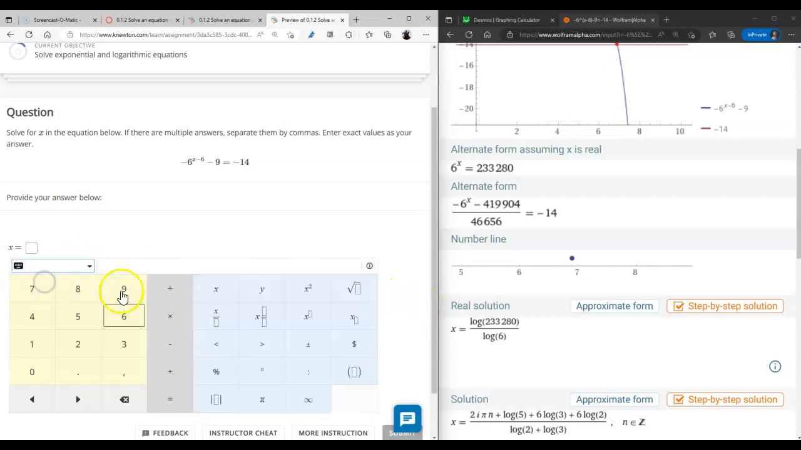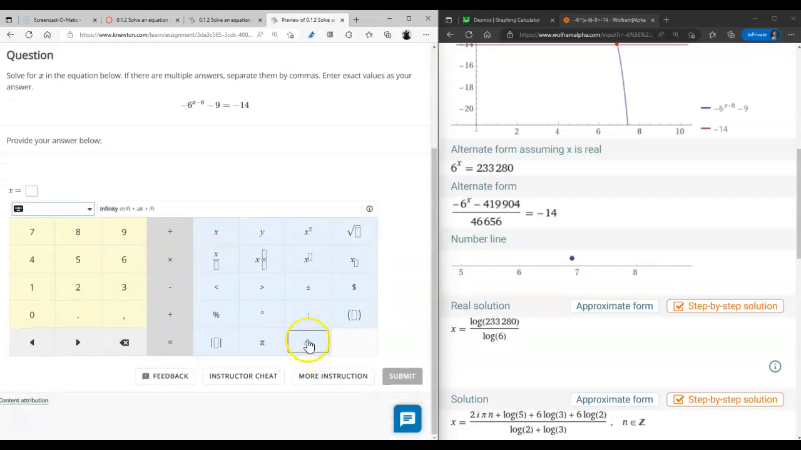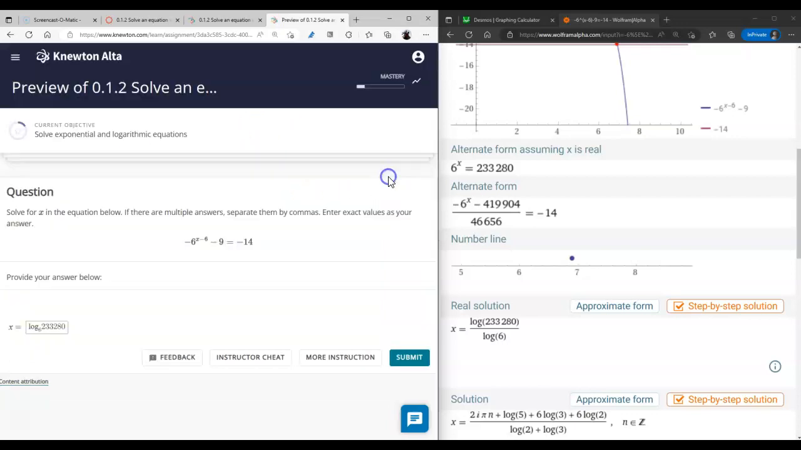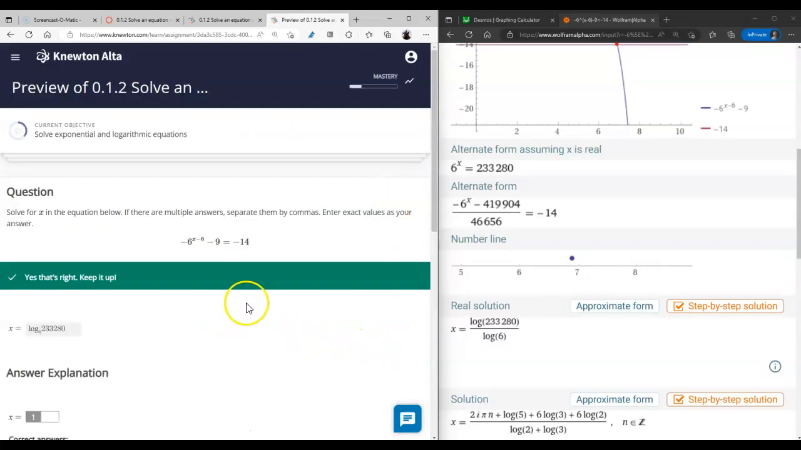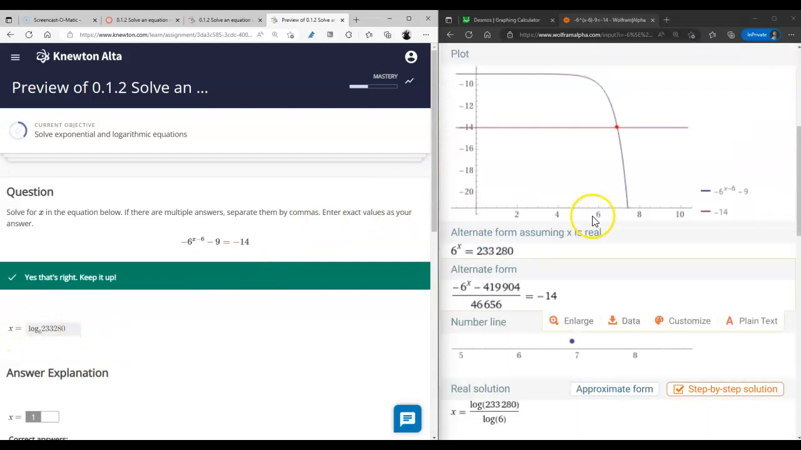I was trying to, where's the logarithm? Huh. Can I answer it? Oh yeah. So it's log base 6 of 233,280. That's the right answer. Let's submit. Yep, we got it. It's called the change of base formula to go from here to here, but also we can go from here. This is exponential form of the answer, and this is logarithmic form of the answer.